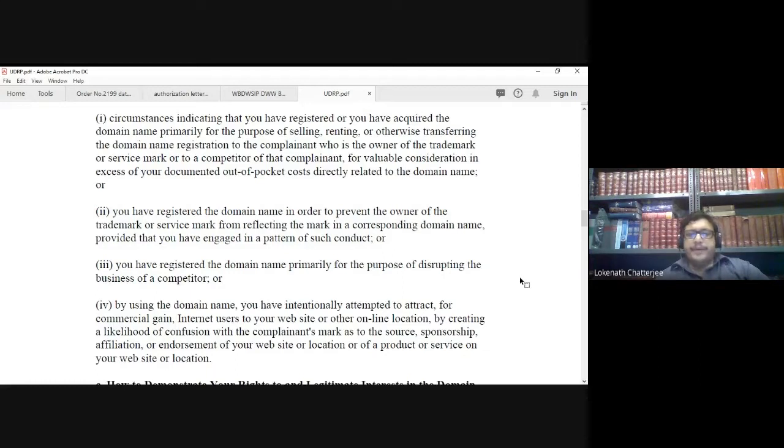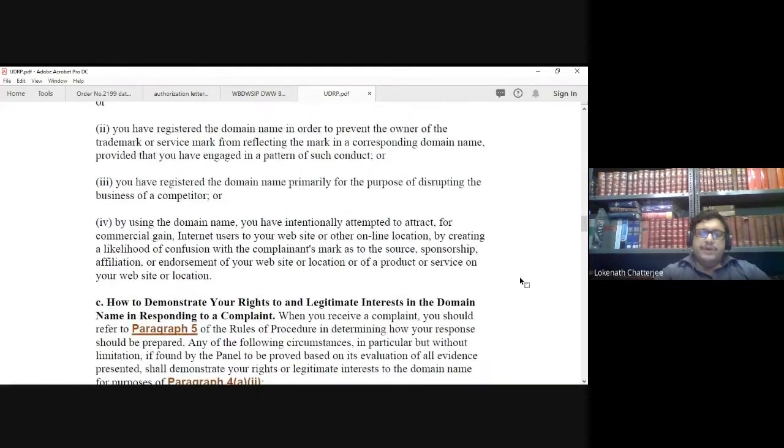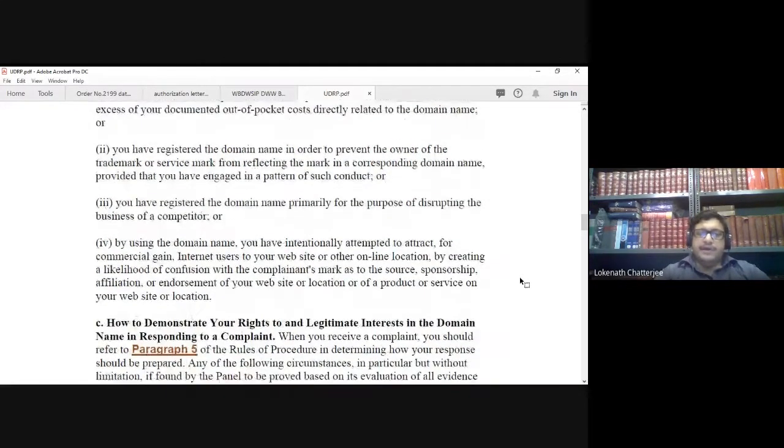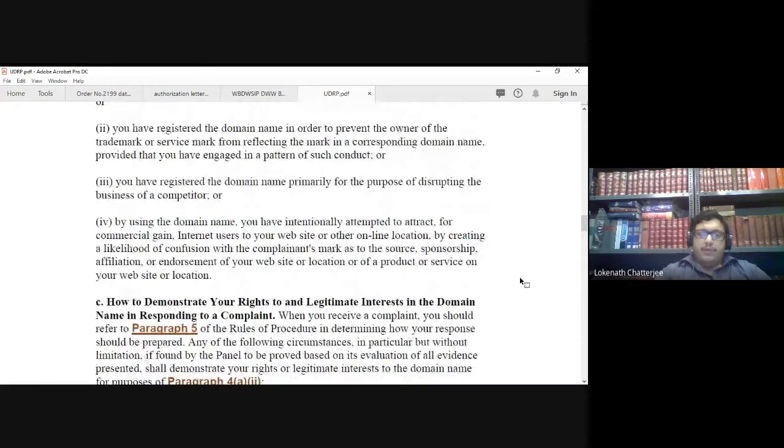And say, that gentleman says that, see, I've registered it and now I'll be selling it to some other entity who's a competitor in the market of the initial entity. So this is again told to be in bad faith. So it means it's disjunctive. So either of these conditions being satisfied will suffice.